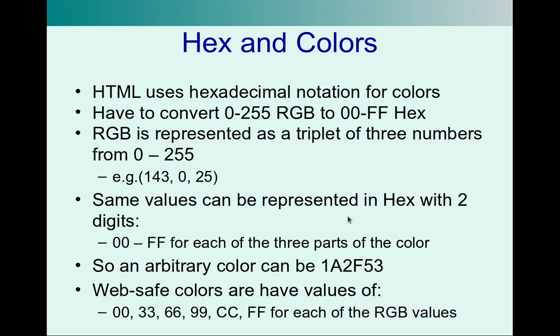The same values can be represented in hexadecimal with two digits, for example 00 to FF for each of the three parts of the color. So an arbitrary color can be represented as 1A, 2F, 53: red, green and blue, R, G and B. Web safe colors have hexadecimal values of 00, 33, 66, 99, CC, FF for each of the red, green and blue components.